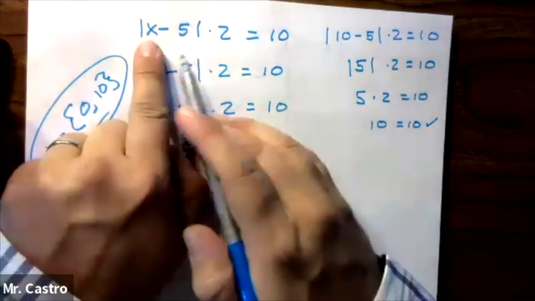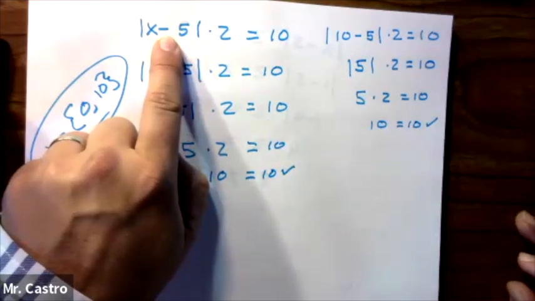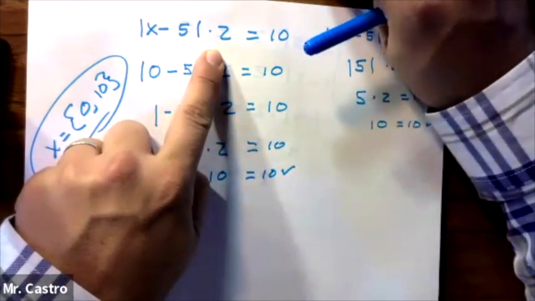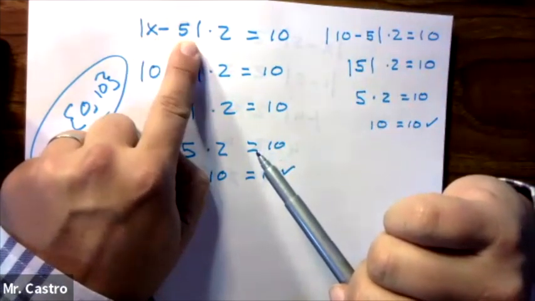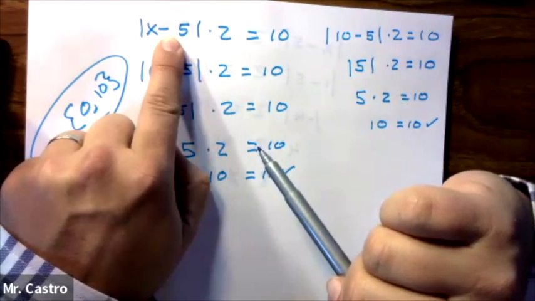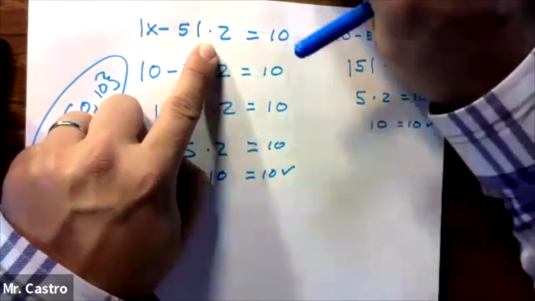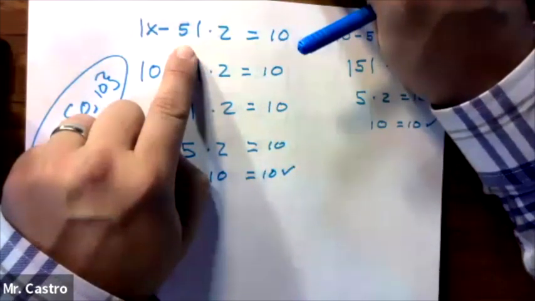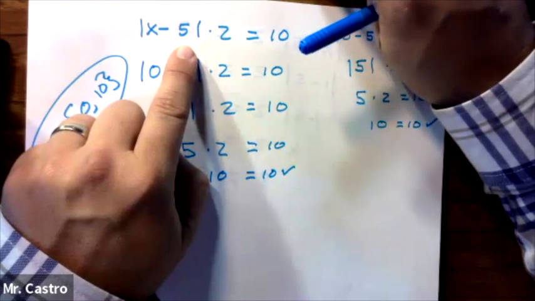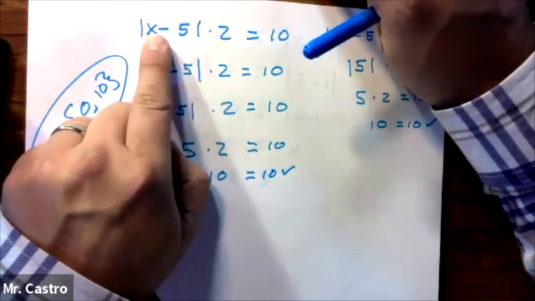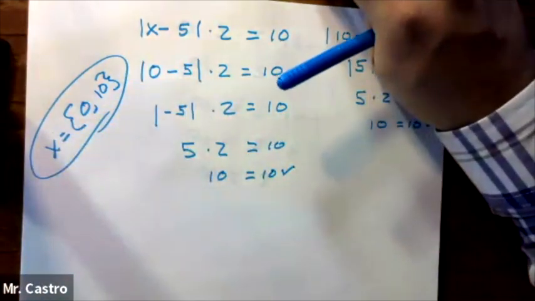Someone said negative 8. If I put negative 8 in here, this gives me negative 13. The absolute value of negative 13 is 13, times 2 would be 26. Someone else said 10 and negative 5. If I put negative 5 in here, negative 5 minus 5 is negative 10. The absolute value of negative 10 is positive 10. 10 times 2 is 20, not equal to 10. So it can't be negative 5. 0 and 10, good. Cannot be 1. Someone said 3. We can't use 3 because 3 minus 5 would be negative 3, and that's going to be 3 times 2, which is 6. Can't do that.